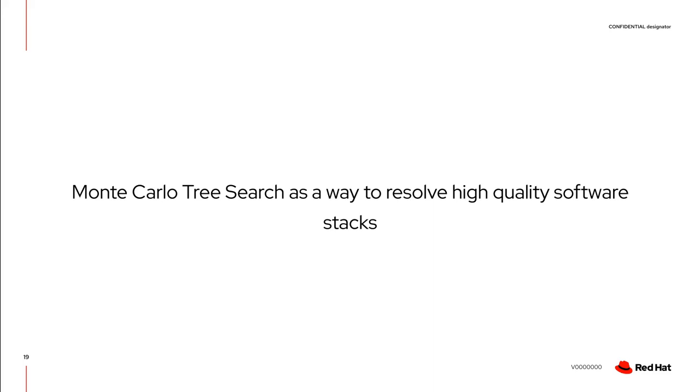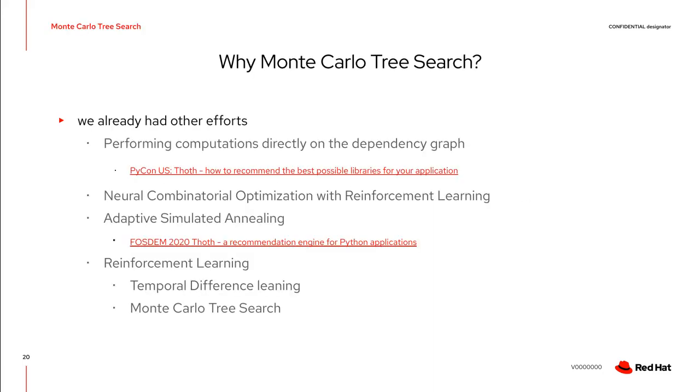Okay, so let's move on and let's define a way how to find high quality software stacks, and we will discuss the Monte Carlo Tree Search algorithm. Before we go deeper into that algorithm, I would like to say why we use this algorithm. It was not a decision from one day to another that we will use this algorithm, but we experimented with different approaches that ended up with different results. So we had quite an extensive journey to come to Monte Carlo Tree Search.